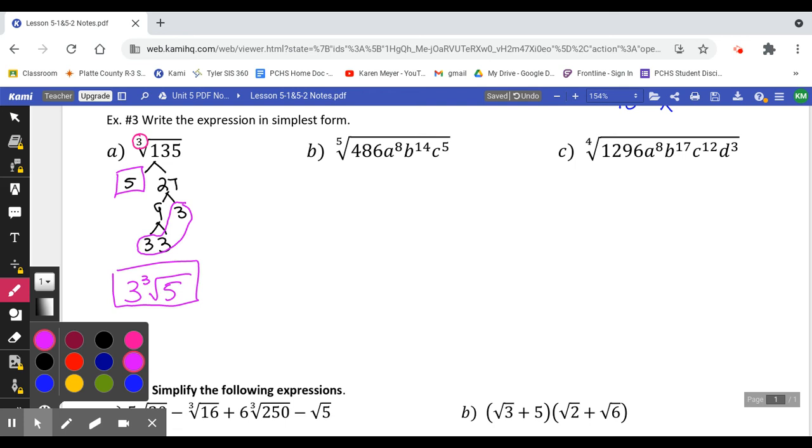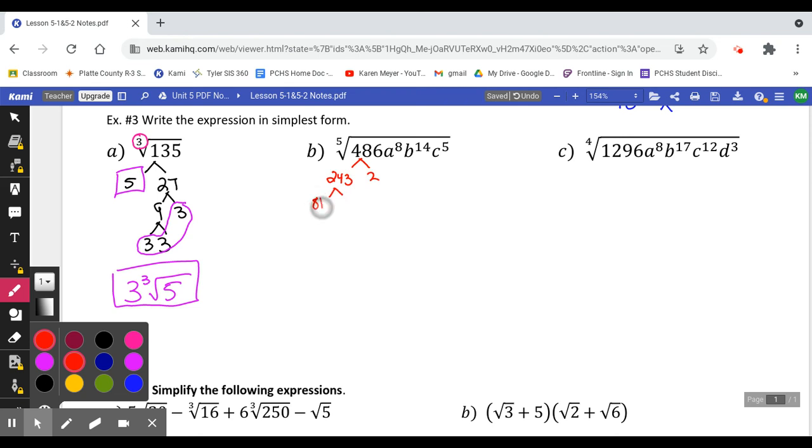On the next one. Okay, we've got letters involved this time. But let's just stick with the numbers first, the coefficient number. So let's break down 486. So I'm going to go 243 and 2.